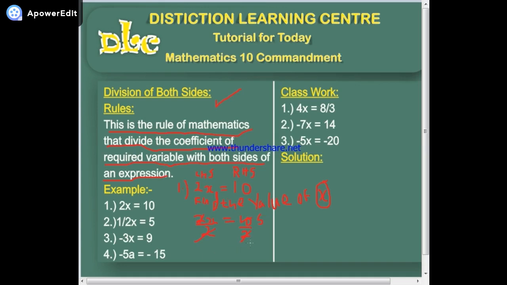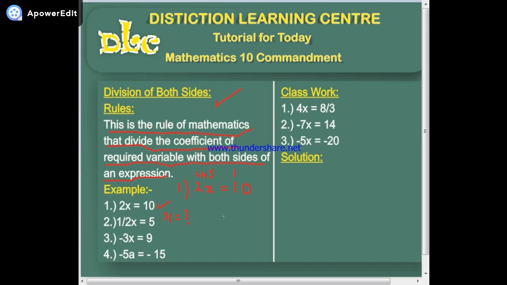Let's now move to the second question. The second question goes like this: 1 all over 2x equal to 5. We are asked to find x. So what are we going to do?